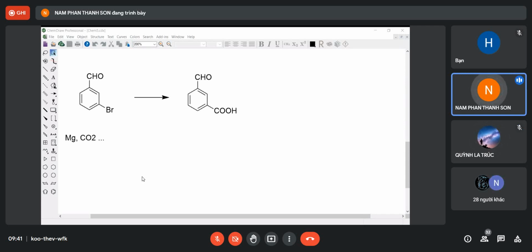Okay, so now make this carboxylic acid from this one, with magnesium and CO2. I give you 15 minutes to do it, and then upload your answer onto BKL Learning. After that, I will explain the application of this important reaction. So upload your answer to week 10.